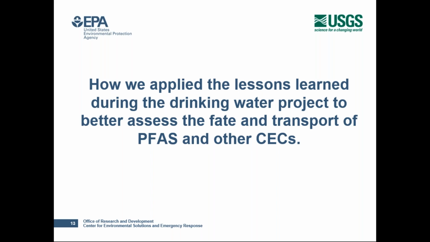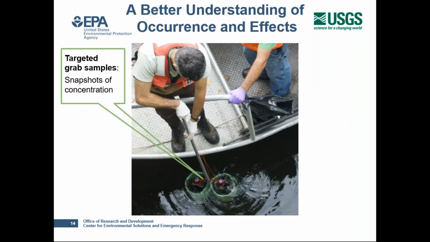So from the study, we had some lessons that we learned that we wanted to apply to the second study to better assess the fate and transport of PFAS and other CECs and what we could find out there. For the most part, when we do occurrence studies, we're looking at targeted grab samples. That gives us a snapshot of the concentration, but that's pretty much all it gives us. It only gives us a snapshot of the things we're looking for.